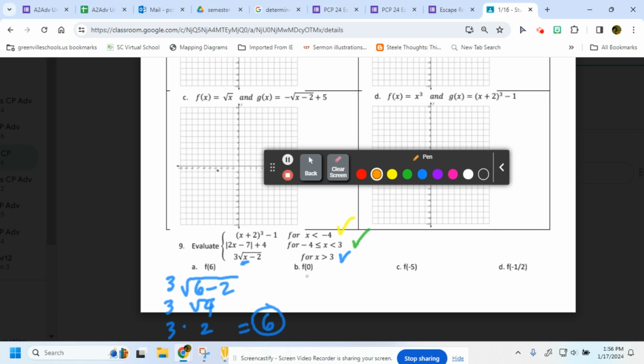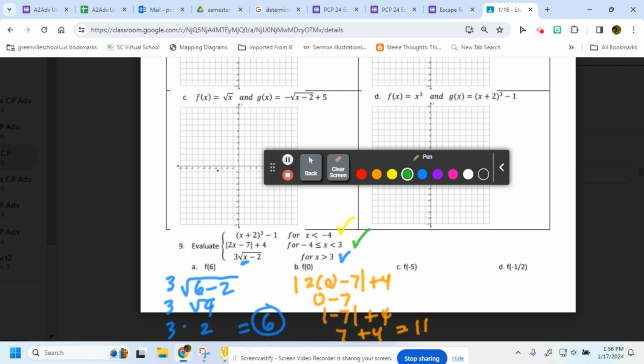Next, f of 0. 0 is between -4 and 3. So you're going to plug in the 0 right in the absolute value. 2 times 0 minus 7. Outside there's a 4. 2 times 0 is 0. Minus 7 is absolute value of -7 plus 4. Absolute value of -7 is 7. 7 plus 4 is 11.